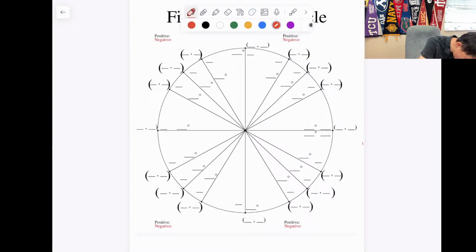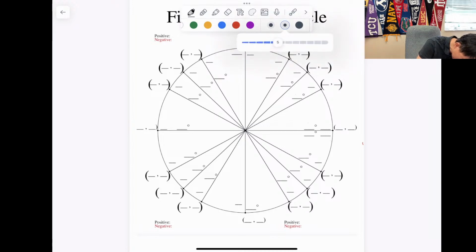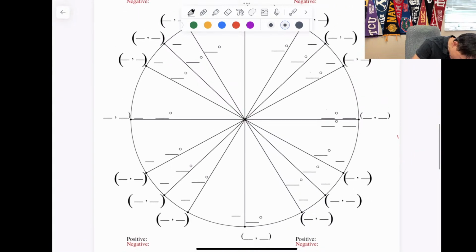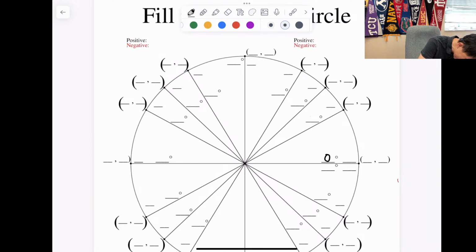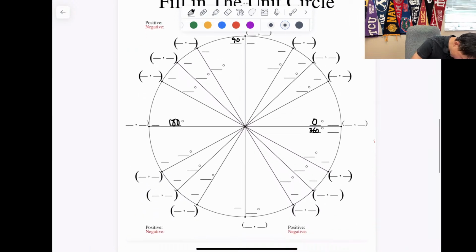I'm gonna use different color notation, because the coloring is actually important. So this one is gonna give you 0 degrees. This one is gonna give you 180, and this is 360, and this is 90, and this is 270. I know most of you guys know this, so I'm not gonna spend too much time on it.